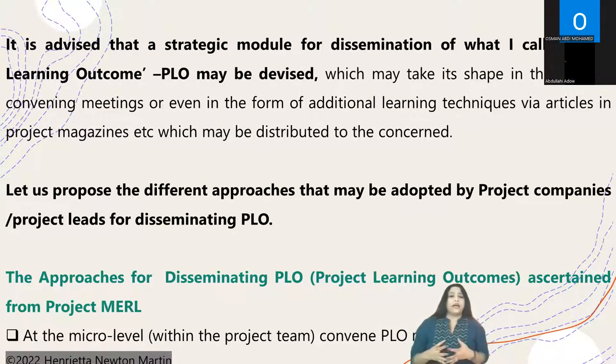So it is advised that a strategic module for dissemination of the project learning outcome, PLO, may be devised, which may take its shape in the form of convening meetings, or even additional learning techniques via articles and project magazines, etc., which may be distributed to the concerned. So we can propose here different approaches that may be adopted by project companies or project leads for disseminating PLO. What is PLO? Project learning outcome.